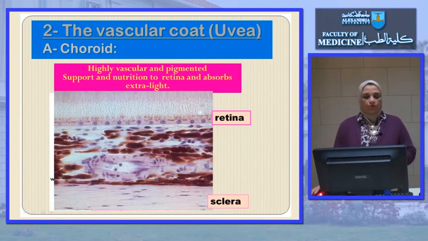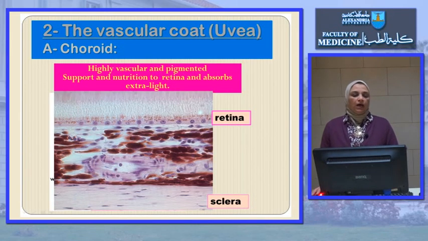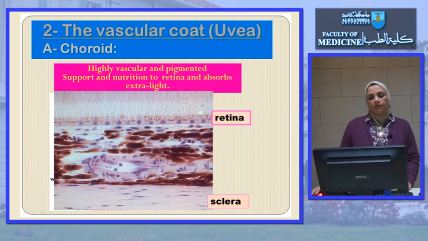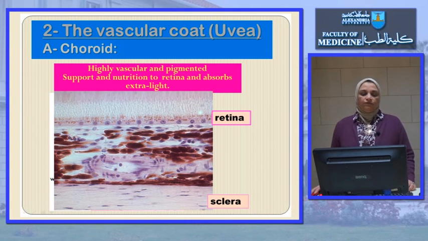What do we have to know about the choroid? We have to know that it's highly vascular and pigmented. Remember these 2 important words, vascular and pigment. So it's rich in blood vessels and there is melanin pigment. What's the function of this layer? The function of this layer is to support and give nutrition to the retina.